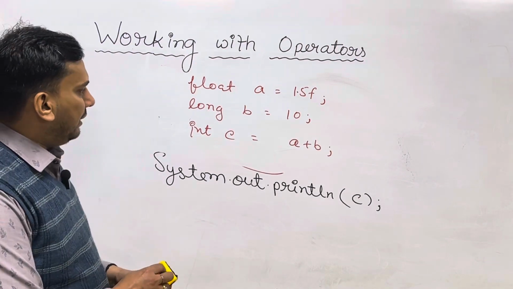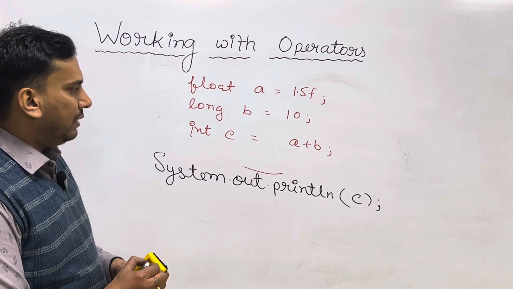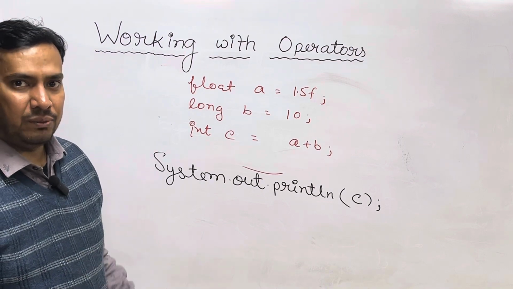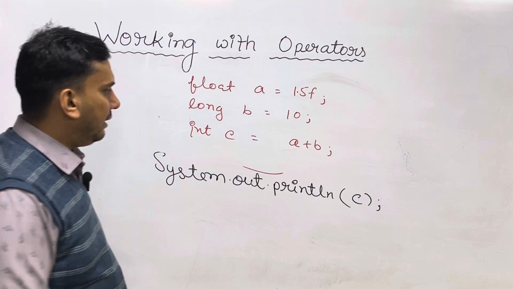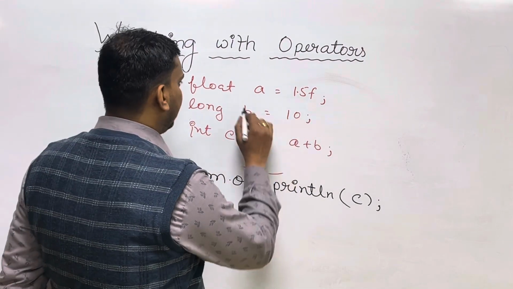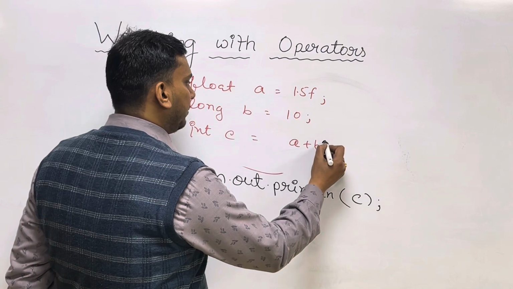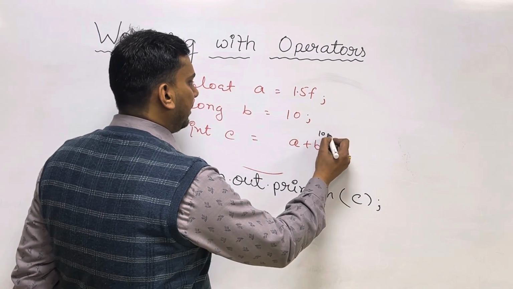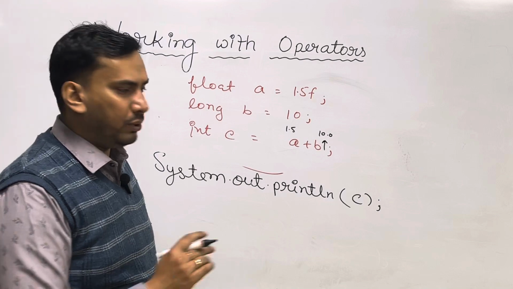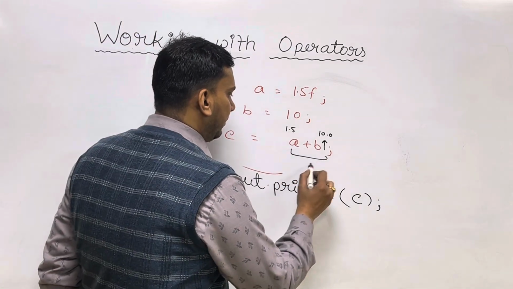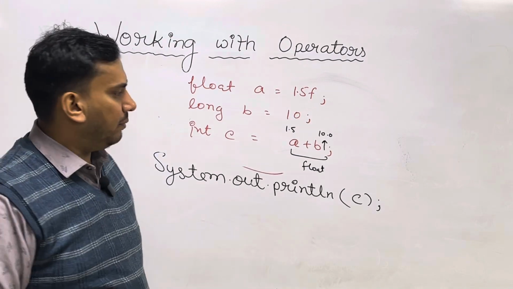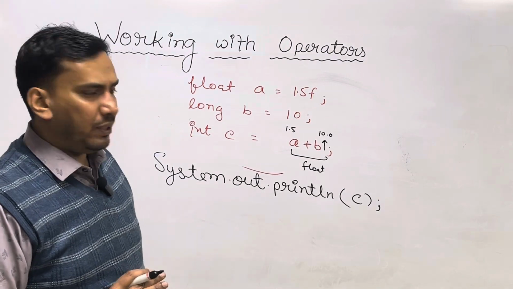What is going to happen here is a is type float and b is type long. Which is the higher type? Float is the higher precision. So both the operands will go to the float level. It means a is already float, b will be promoted to float, so b will become 10.0, and a is 1.5. Both are float, so the result will be float plus float, that is float. It means it will give you 11.5.